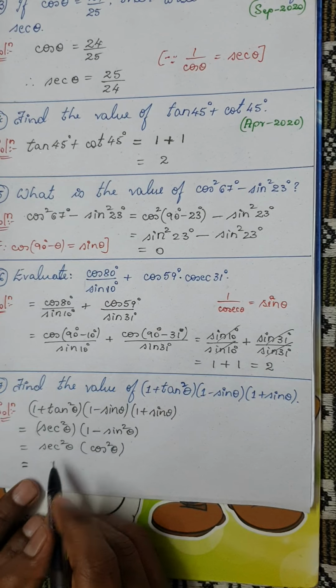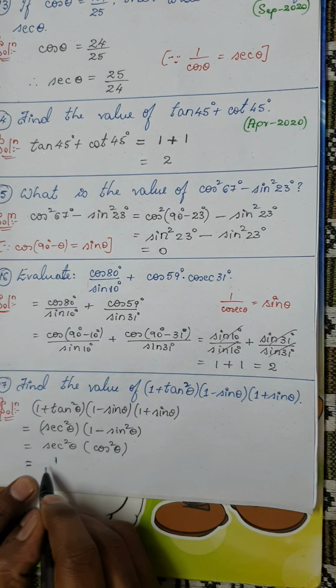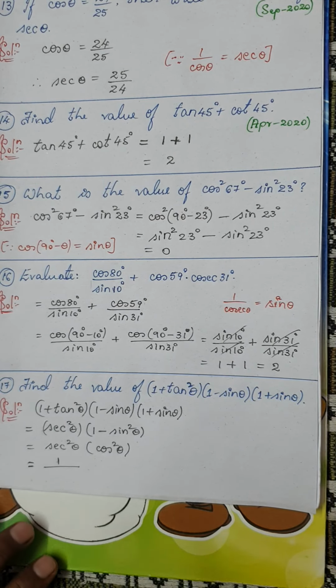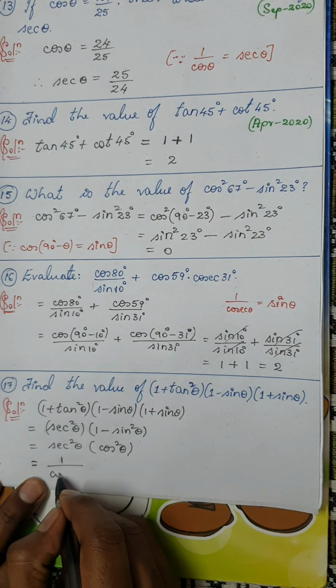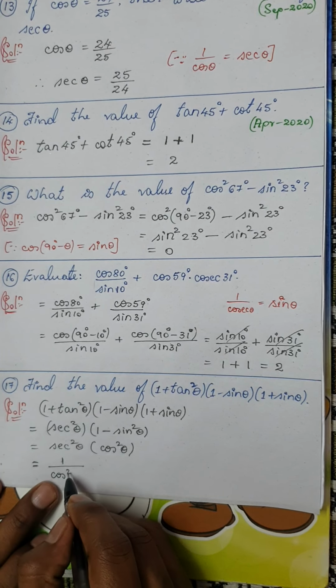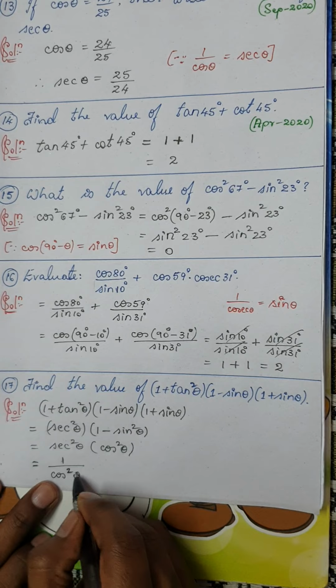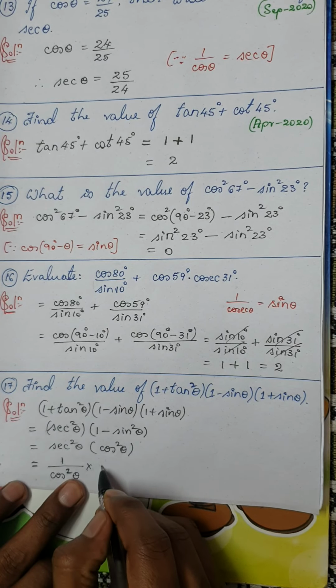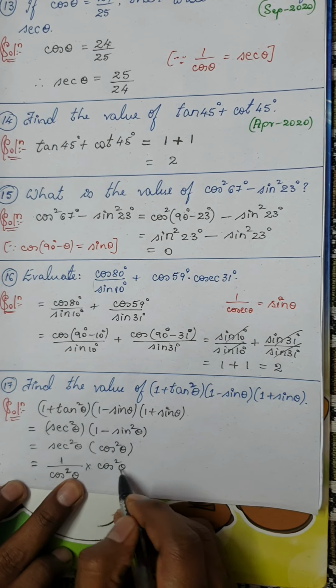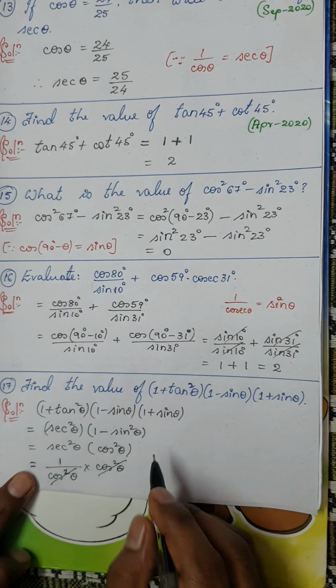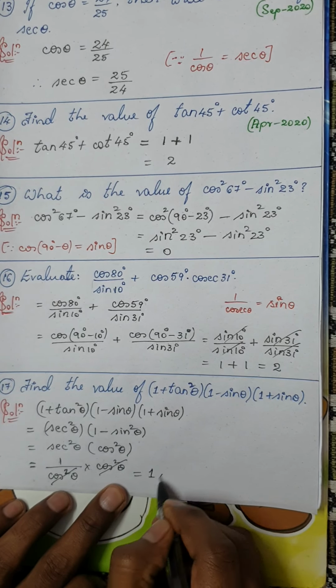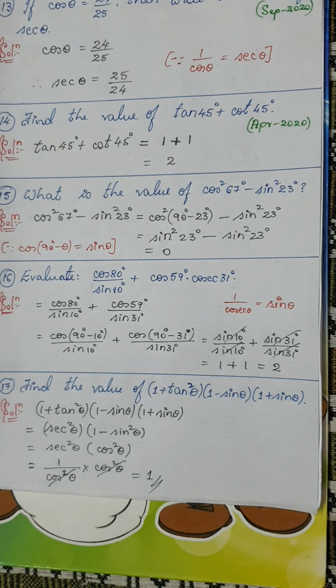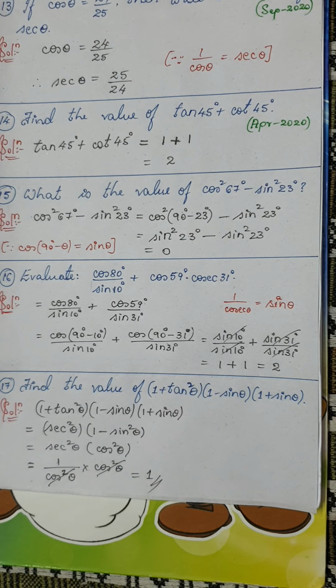Otherwise we know secant is the reciprocal of, yes Kritika, what is the reciprocal of secant? Secant is the reciprocal of cos. So actually 1 by secant square can be written as 1 by cos square into, here it is cos square. So numerator and denominator cancel, so that is equal to 1. So I got the answer. It's easy, isn't it?